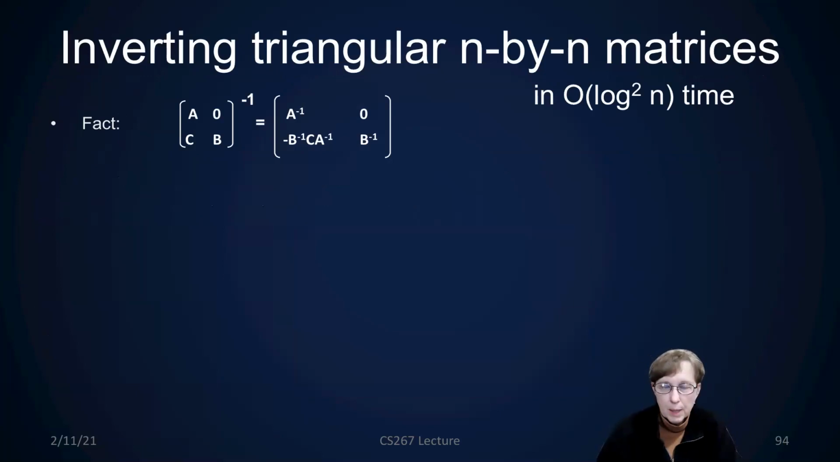So I think perhaps my last example is looking at inverting a triangular n by n matrix. And in order to see how we're going to do this, we need to know a basic linear algebra fact, which is if I've got a triangular matrix that I can write of this form, A 0 C B, then its inverse is equal to A inverse, 0, C prime, B inverse, where C prime is minus B inverse times C times A inverse. So you have to just know that basic linear algebra fact.